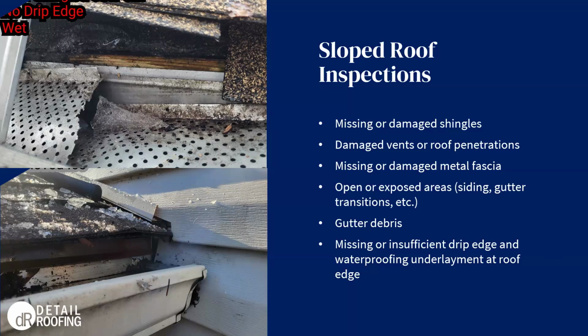Any of these areas, if they are exposed, if there's any areas where plywood is visible. So in this case, and I apologize, it's a bit hard to see here, but this area that was exposed, there was exposed plywood behind this area. And then similarly here, no underlayment and no drip edge. So that's something to look out for as well during an inspection, just to see if those things are in place.